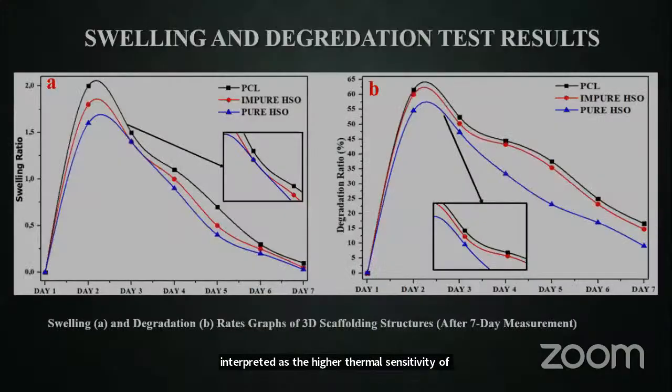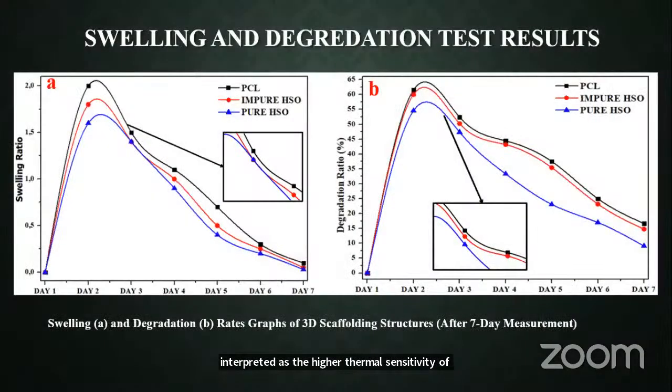Now, moving forward to the swelling and degradation test results. These tests were carried out to examine the swelling and degradation behavior of scaffolds in the body. And we have used phosphate buffered saline for this test because it has a pH of 7.4, which is close to the pH of the body tissue fluid. And that is why this chemical was used.